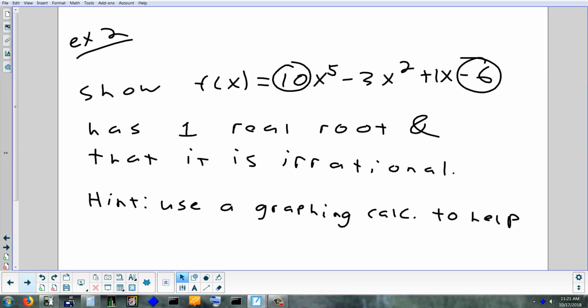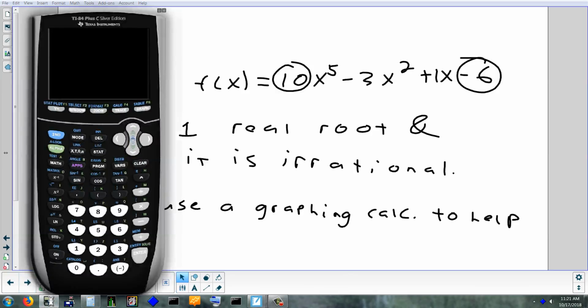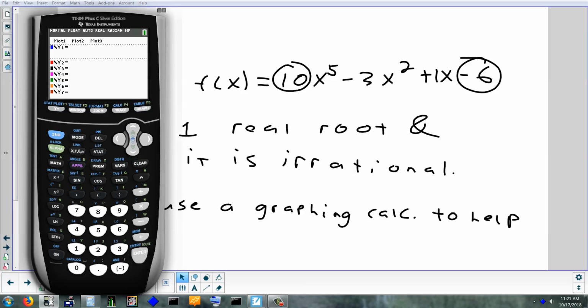We're going to show that that graph, which is the same one we just did, crosses the x-axis in one spot, so there's one root, and that it's irrational. We're going to show that the one place it crosses the x-axis is a number you cannot write as a fraction. So we're going to use a graphing calculator to help us out. So we've got 10x to the 5th minus 3x squared plus x minus 6.